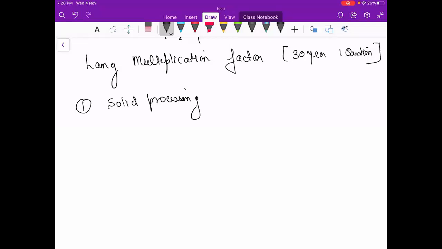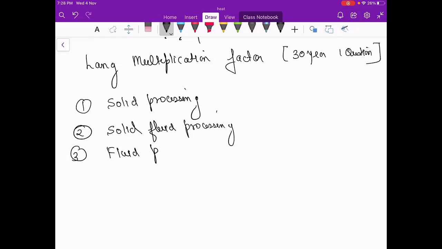Solid processing. So there are different types of industry for the chemical industry. Again, this will be a product. Okay, solid processing, then solid fluid processing. Okay, third is the fluid processing. Okay, so he has mentioned fixed capital and total capital.